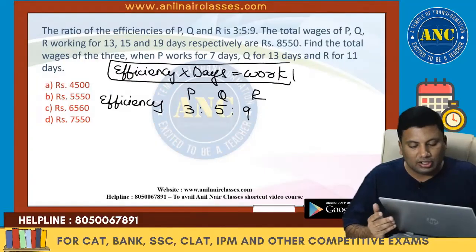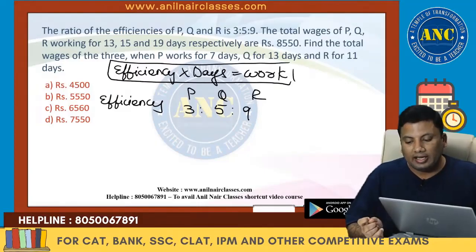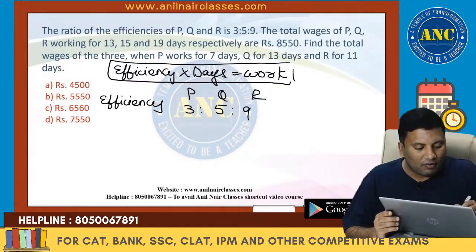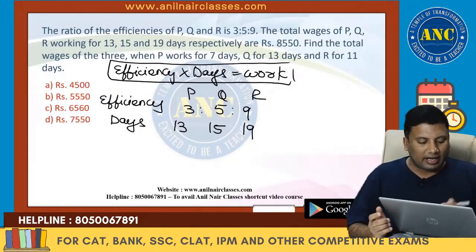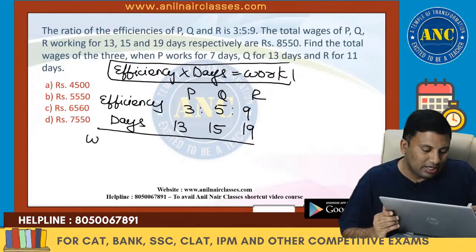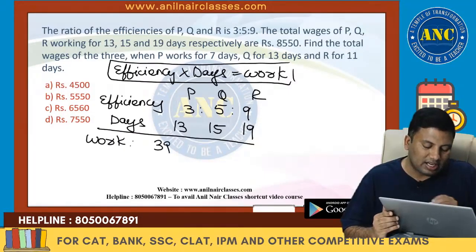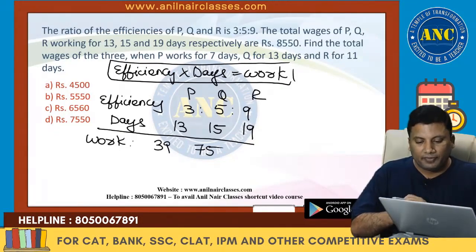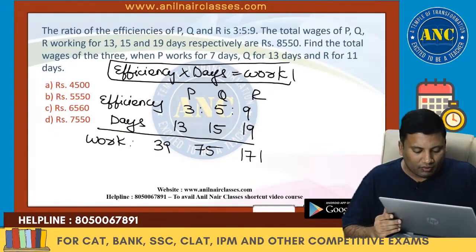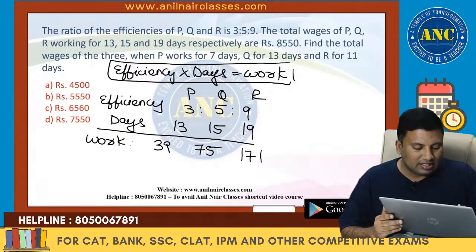3:5:9. If they work for 13 days, 15 days and 19 days respectively, efficiency into days gives me the number of units. 13 3s are 39, 15 5s are 75, 19 9s are 171.